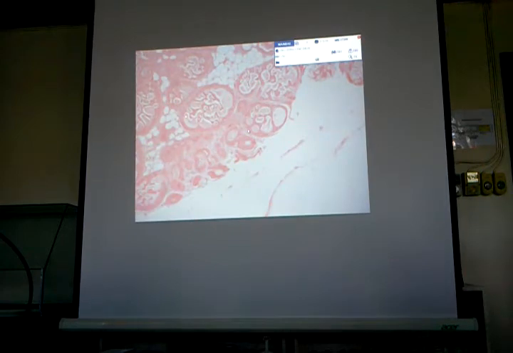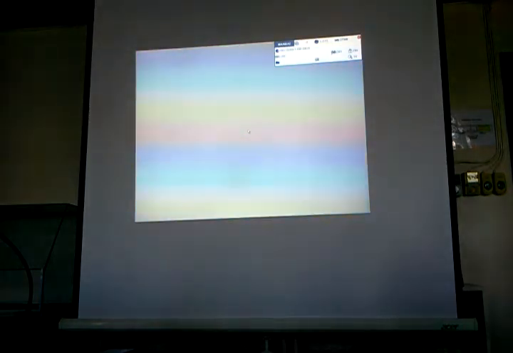Okay, so lobules with multiple holes containing mucin-like materials. Adenoid cystic carcinoma, most common type of malignancy that will develop in the minor salivary glands.